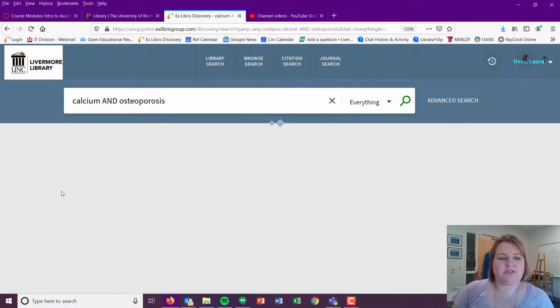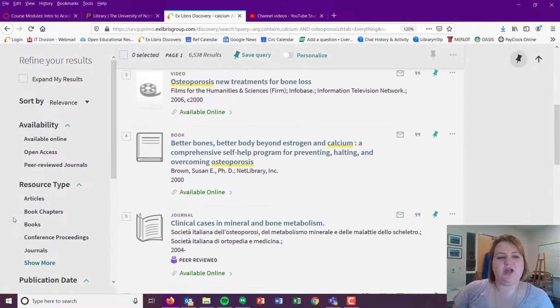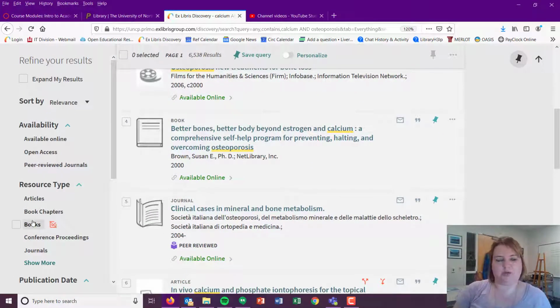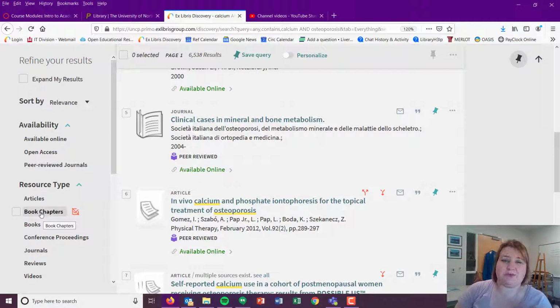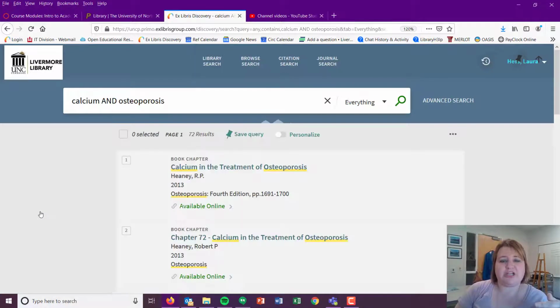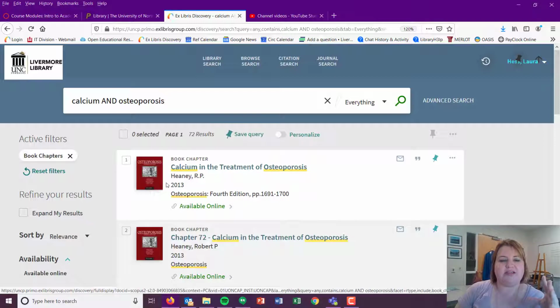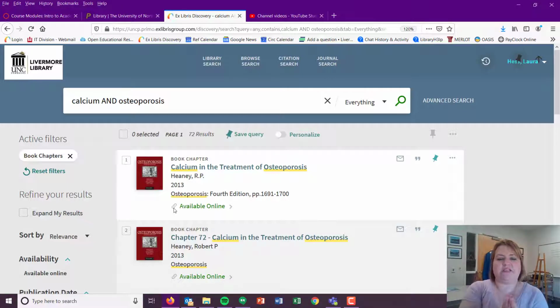However, I would also encourage you to consider other resource types that might also bring you articles. So if you show all, other things that could come up as articles, book chapters could be articles. So book chapters is where Primo and the databases are breaking apart a book into individual chapters. Now, sometimes these are chapters that are meant to be read in the context of the book. So like this one, book chapter, Calcium and the Treatment of Osteoporosis, coming out of Osteoporosis 4th edition. That's probably something meant to be read in the context of the book. It wouldn't necessarily be an article.